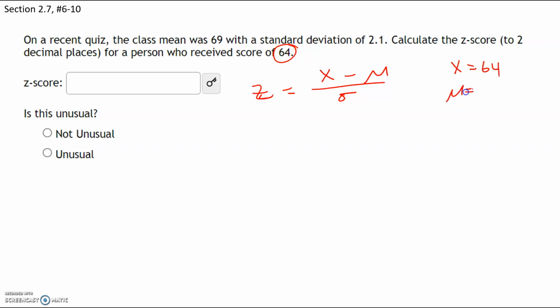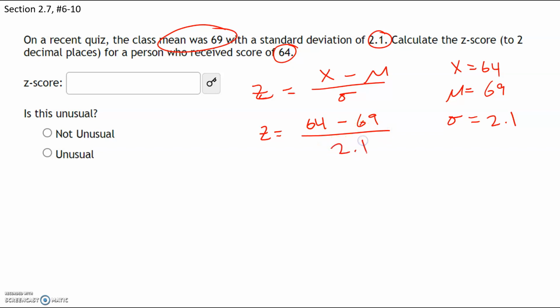The mean is given to us. There's a class mean of 69, so that's going to be your mean. And then we have a standard deviation of 2.1. So my z-score is going to be x, which is 64, minus my mean, which is 69, divided by my standard deviation, which is 2.1. Let's go ahead and calculate that. 64 minus 69 is negative 5, divided by 2.1. If we take negative 5 and divide that by 2.1, we get negative 2.38 as the z-score.